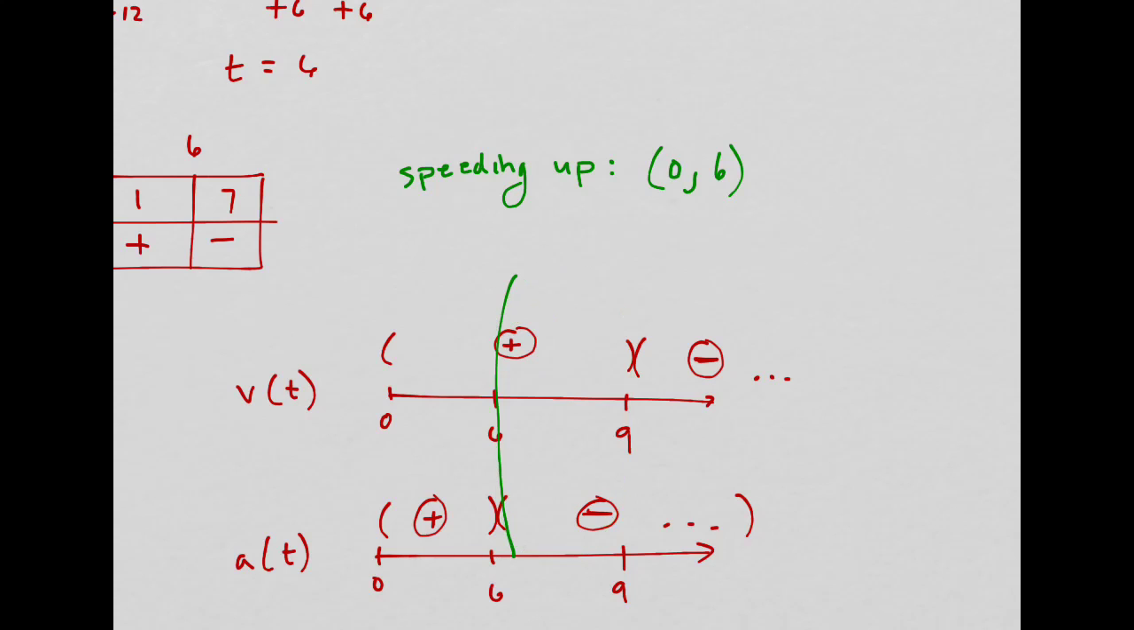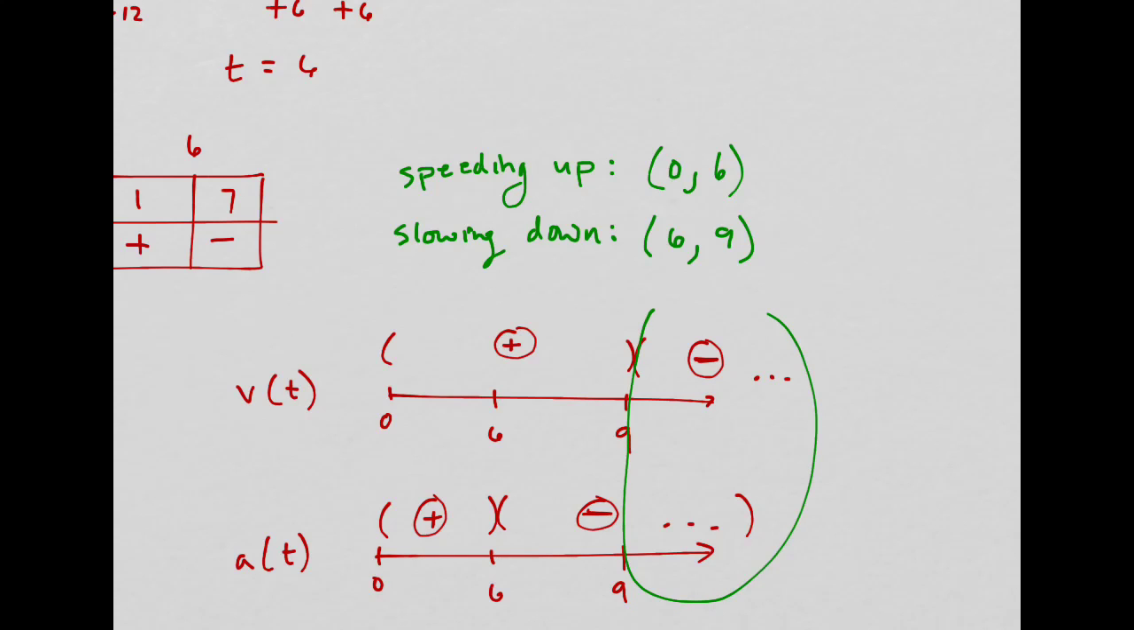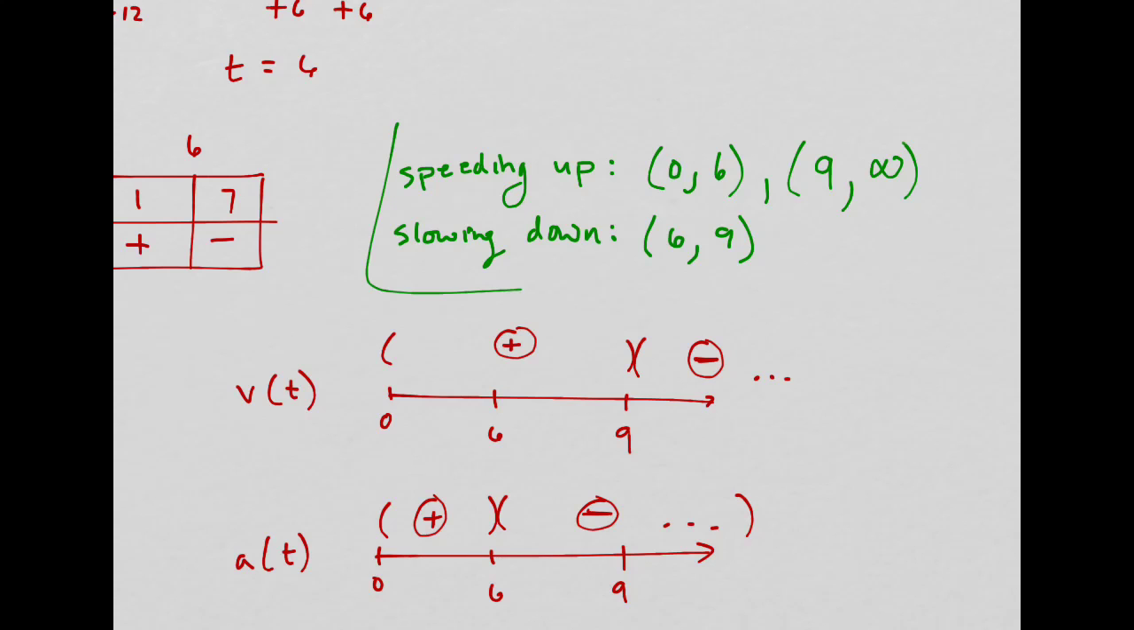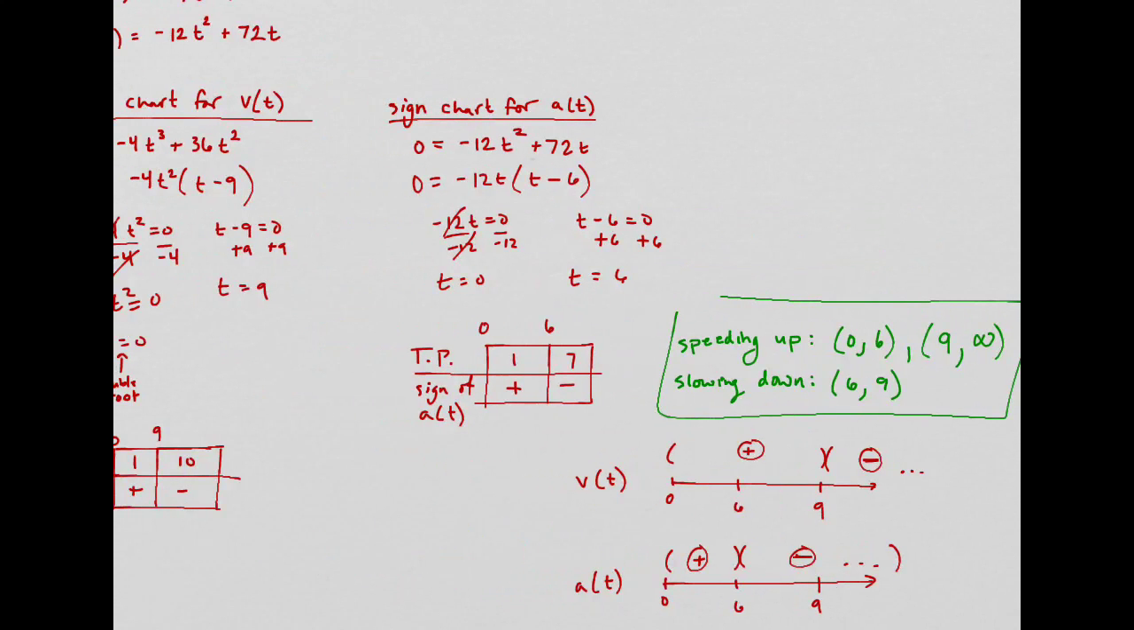So, I'll write that. And then it looks like from 9 onwards, they're both negative, right? Negative times a negative would be a positive, so we're also speeding up from 9 to infinity. And there you go. Those are our answers. And I'm going to stop this video because it's too long.